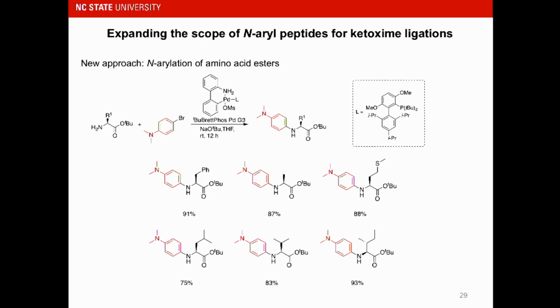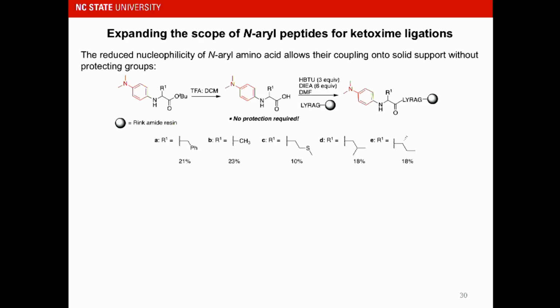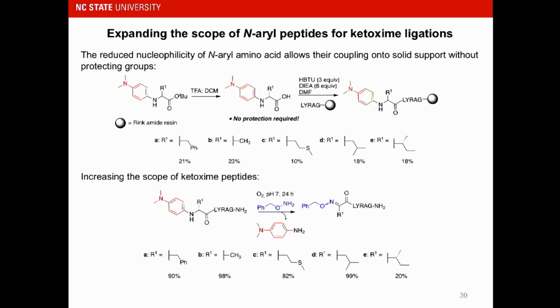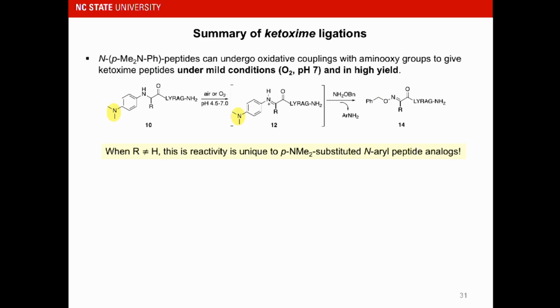This works really well. We're using a very electron-rich aryl bromide with a dimethylamino substituent, and we can nicely activate that without necessarily protecting that secondary amine because it's a pretty poor nucleophile. So my students have shown that you can activate that without protecting that nitrogen and get pretty good crude purities and good yields. And again, just expanding the scope of this chemistry seems to be pretty general, works really well. As long as you can get your N-arylation to go cleanly, that shouldn't be a problem moving forward with the ketoxime ligation.